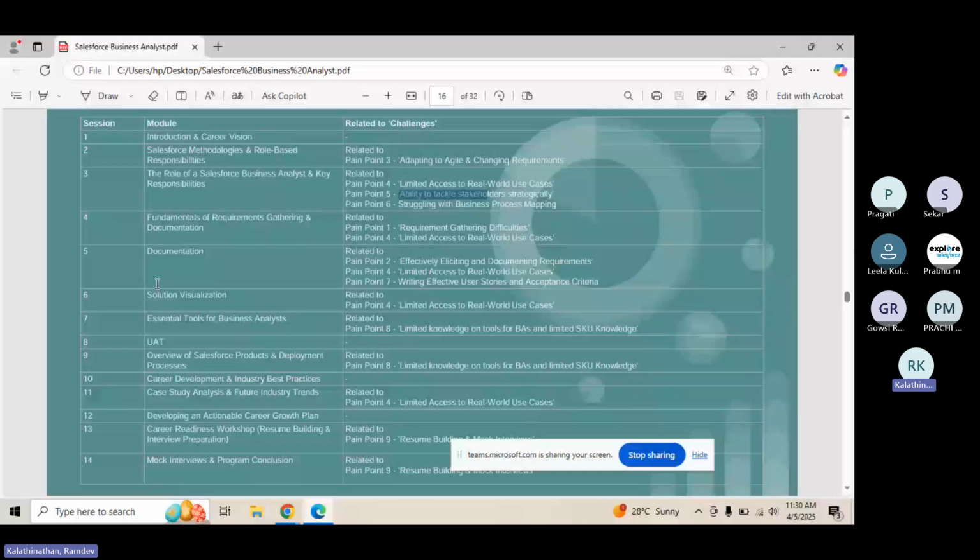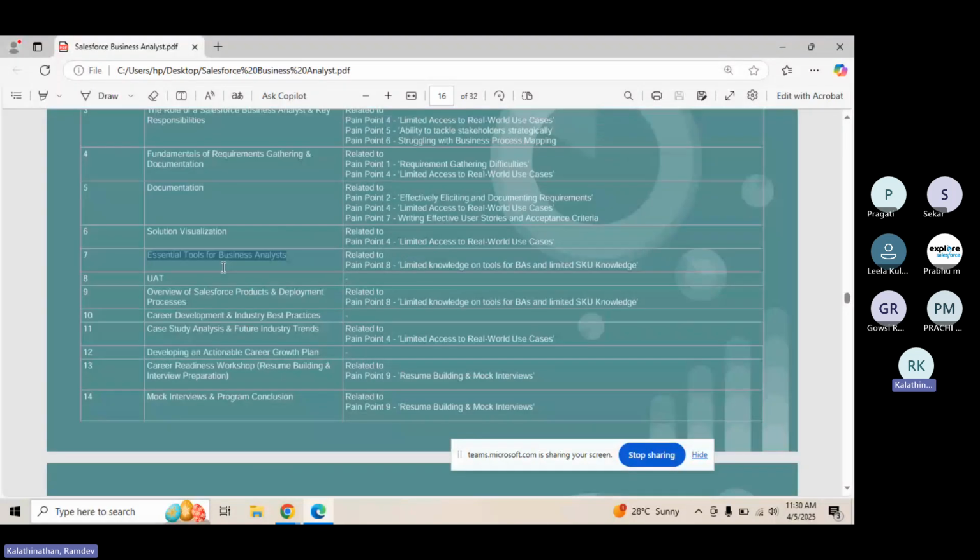So I will not be briefing admin concepts in detail, but it will be an overview of what Salesforce can do for you, and the essential tools we actually use in the industry, which a lot of people do not know. So I thought we could cover it in a separate session. Then a separate session will be scheduled for UAT also.